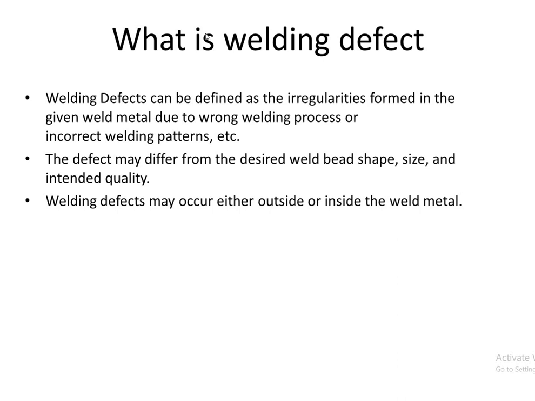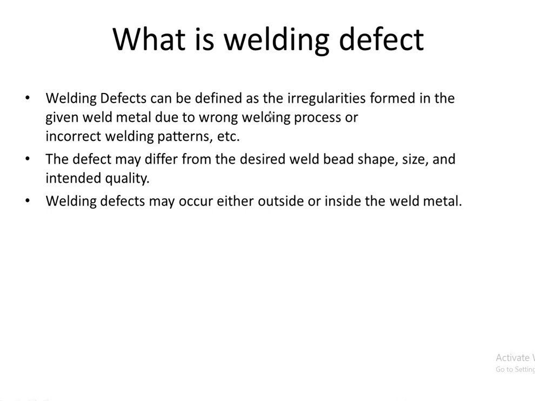Okay, generally what is a welding defect? What is a defect? Generally, a defect is dissimilarities or irregularities. That is called a defect. Okay, what is a welding defect? Welding defects can be defined as the irregularities formed in the given weld metal due to wrong welding process or incorrect welding patterns, etc. Wrong welding process means if you used a different process for welding.